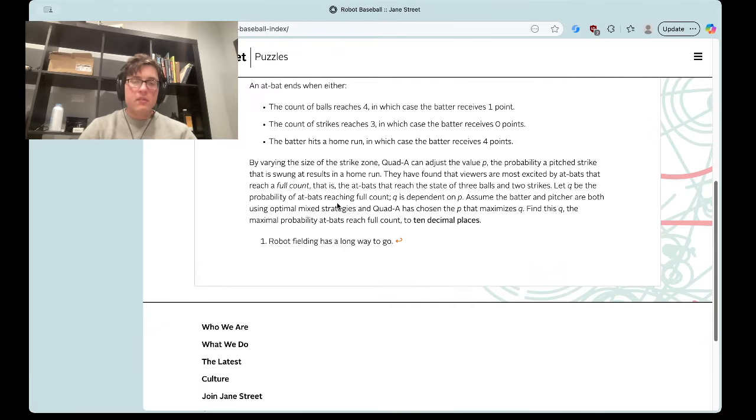By varying the size of the strike zone, QuadA can adjust the value of p, the probability that a pitch strike that is swung at results in a home run. They have found that viewers are most excited by at-bats that reach a full count, that is, the at-bats that reach the state of 3 balls and 2 strikes. Let Q be the probability of at-bats reaching full count. Q is dependent on p. Assuming the batter and pitcher are both using optimal mixed strategies and QuadA has chosen the p that maximizes Q, find this Q, the maximal probability at-bats reach full count, to 10 decimal places.